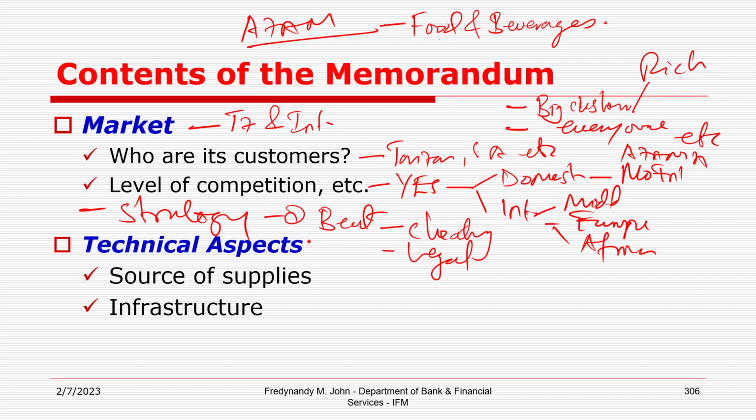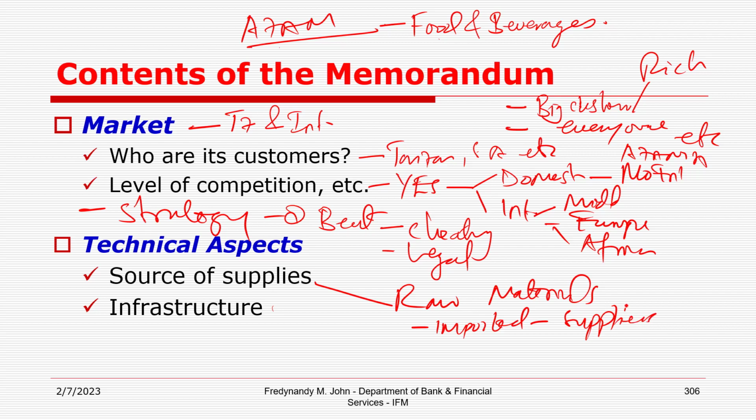Technical aspects. Under technical aspects, we discuss issues such as sources of supply. Okay, for example, raw materials. All right, are raw materials imported? Who is your biggest suppliers? Who are your suppliers? Or are the raw materials simply cultivated? Okay, domestically. You obtain them in the domestic market. Again, who are your suppliers? Right?